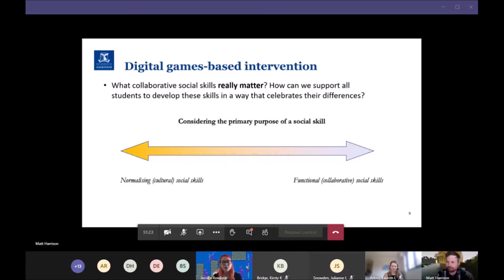And then we actually have our functional collaborative social skills, which facilitate social interactions. So it's about working with these kids to determine what are the ways they express their collaborative social skills, and how can we foster this to cement these skills and help them use them in everyday life.